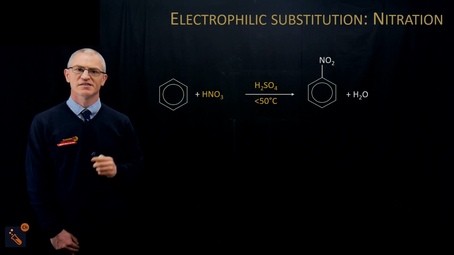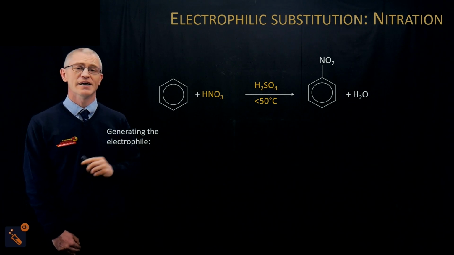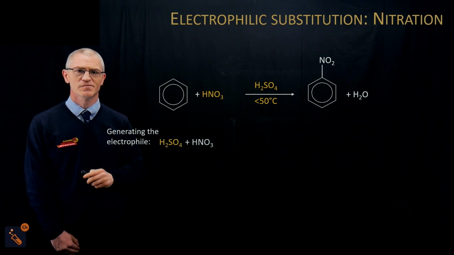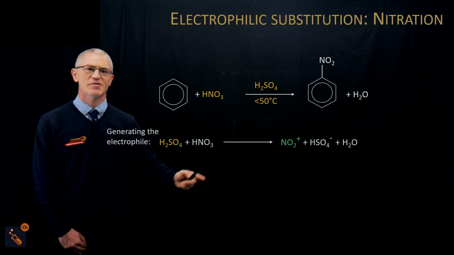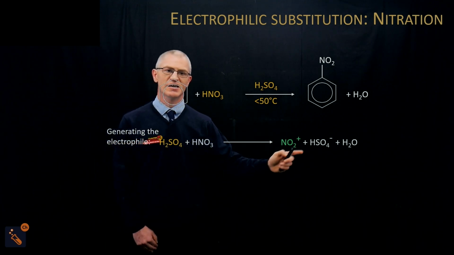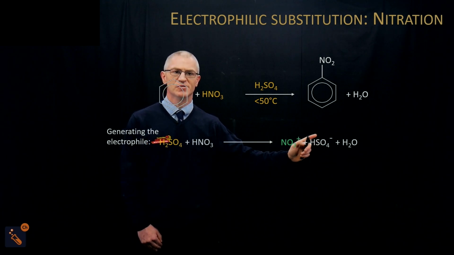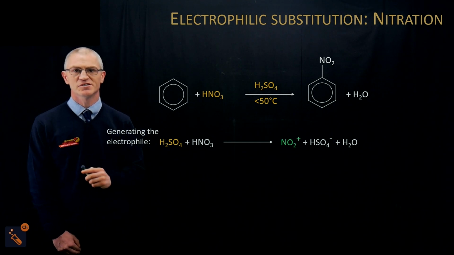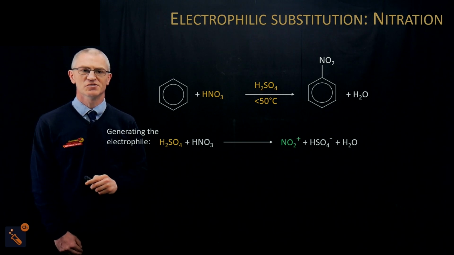One of them is generating the electrophile. This is often a question in an exam. What is the equation for generating the electrophile? You have the sulfuric acid plus the nitric acid, and then that makes your electrophile, which is in the green here, which is NO2+. Then you've got HSO4- and H2O. And I'm afraid you do need to memorize that. It's quite a lot of memorizing, and we've gone over how you can do that. Flashcards, for example, can help you do that.